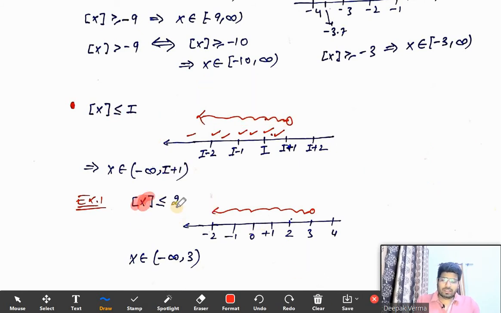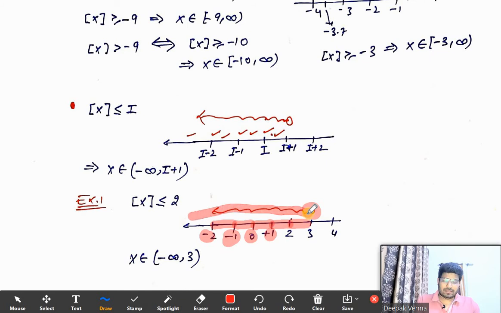So we need all the integers which are less than or equal to 2. That is 2, 1, 0, minus 1, minus 2. If box x is 2, x will be between 2 and 3. If box x is 1, then x will be between 1 and 2. If box x is 0, then x will be between 0 and 1. If box x is minus 1, x will be between minus 1 and 0. If box x is minus 2, then x will be between minus 2 and minus 1. Is it clear? So you can see x is on the left-hand side of 3.